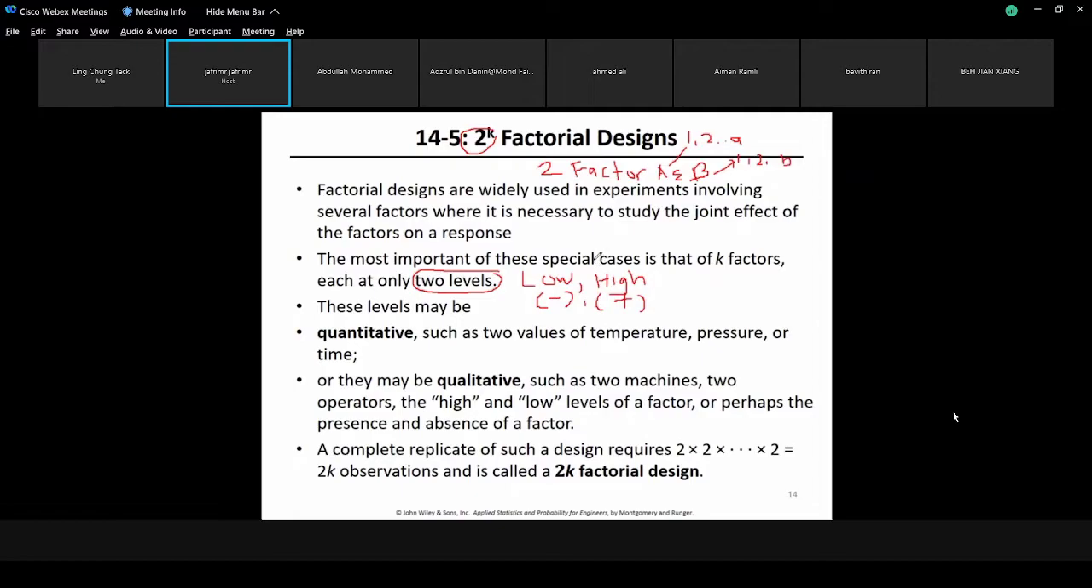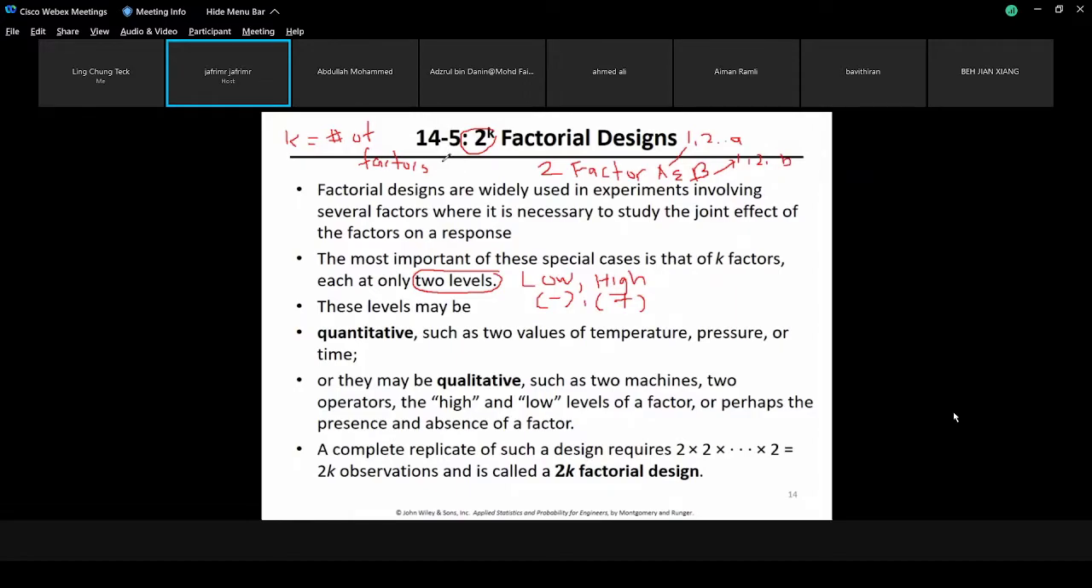However, the number of factors is increased. Although the level is maintained at 2 levels, factor K, where is K? K refers to the number of factors, more factors. That means we are not focusing only on factors A and B. We are focusing on the number of factors, A, B, C, D, E, up to however many factors.